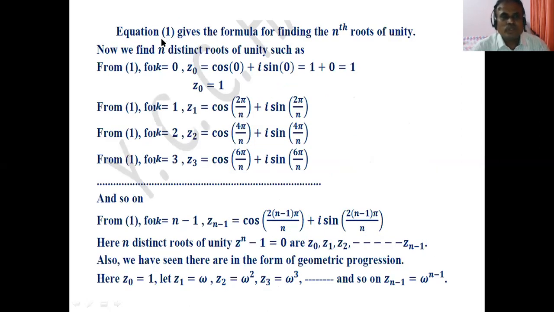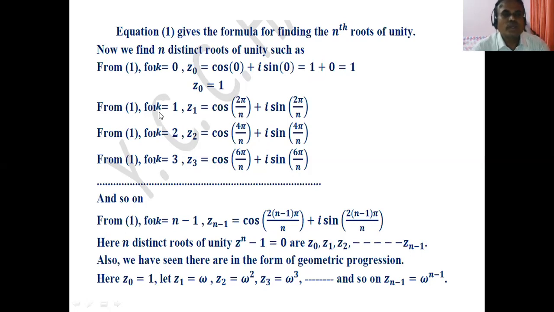Now equation 1 gives the formula for finding the nth roots of unity. Now we find the n distinct roots of unity by finding, for each value of k, from equation 1. For k equal to 0 we put this, and therefore z naught equals cos of 0 plus i sin of 0. Since 0 is an even number, the cosine function is 1 and the sine function is 0, so 1 plus 0 is equal to 1, and therefore the first root z naught equals 1.